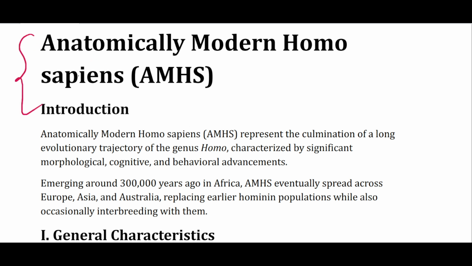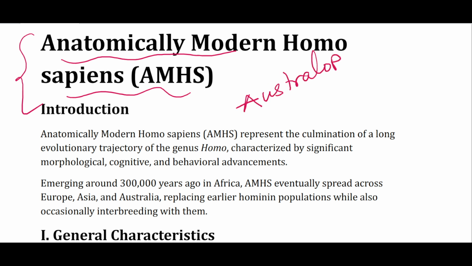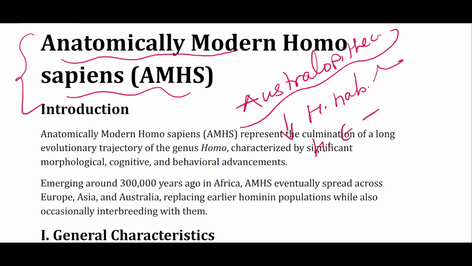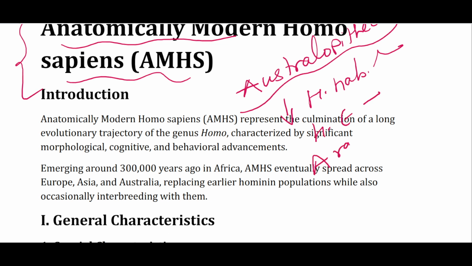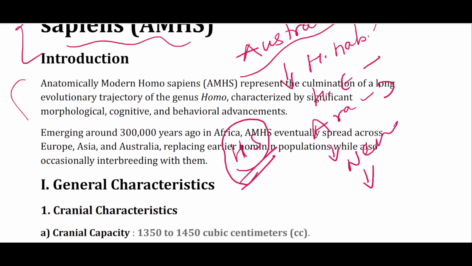Hello everyone. Let's start with a new topic, anatomically modern Homo sapiens. So the long journey that started with primates and the first hominid, Australopithecine, finally culminated in the evolution of modern Homo sapiens. This journey started with Australopithecines, went through Homo habilis and Oldowan tools, Homo erectus and Acheulean tools, archaic Homo sapiens, then Neanderthals, and finally, we are at the doorstep of the evolution of modern Homo sapiens. This species emerged around 300,000 years ago in Africa.